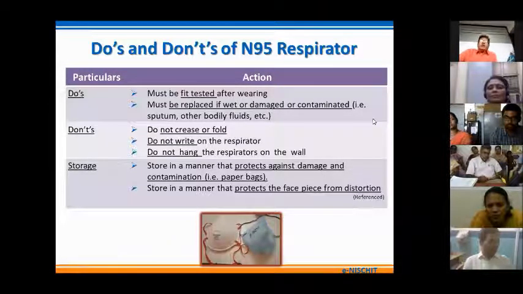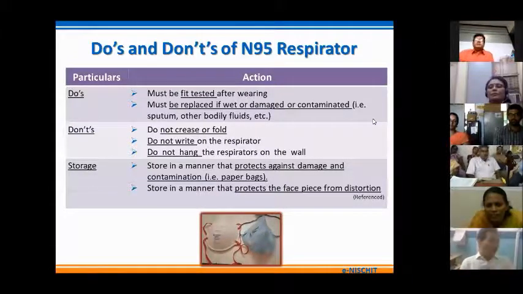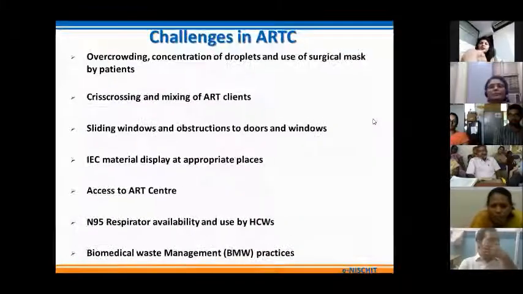I would stop here, and I would request my colleague Dr. Sampada to take you through the practical aspects of this when they have actually done those assessments in the ART. Next slide, please. Thank you, Dr. Satish.